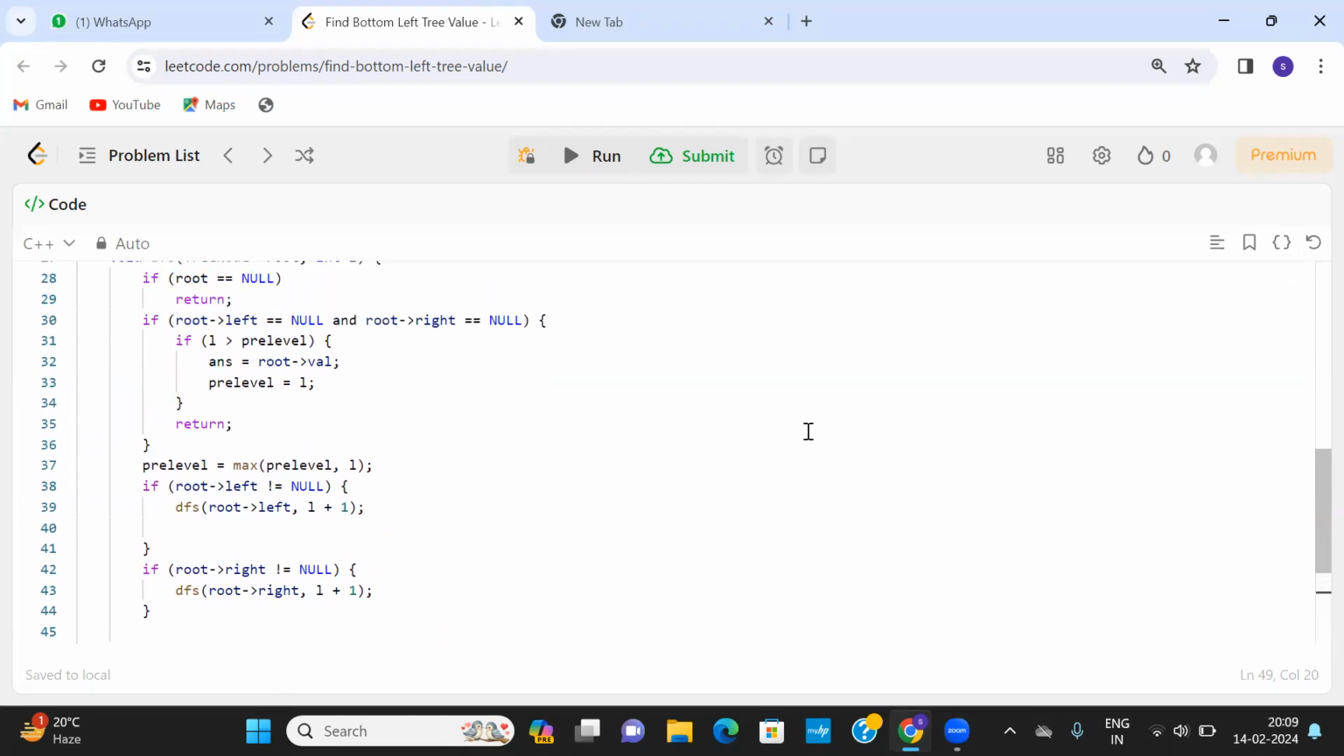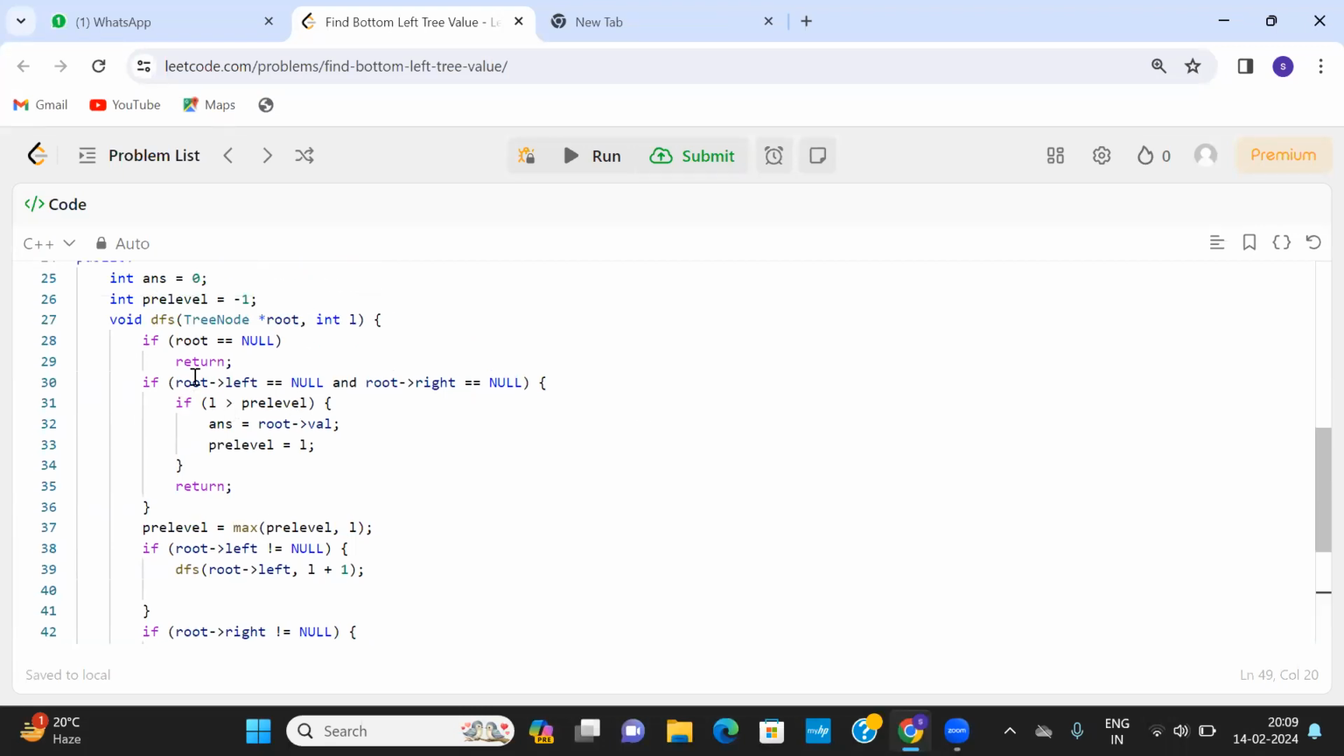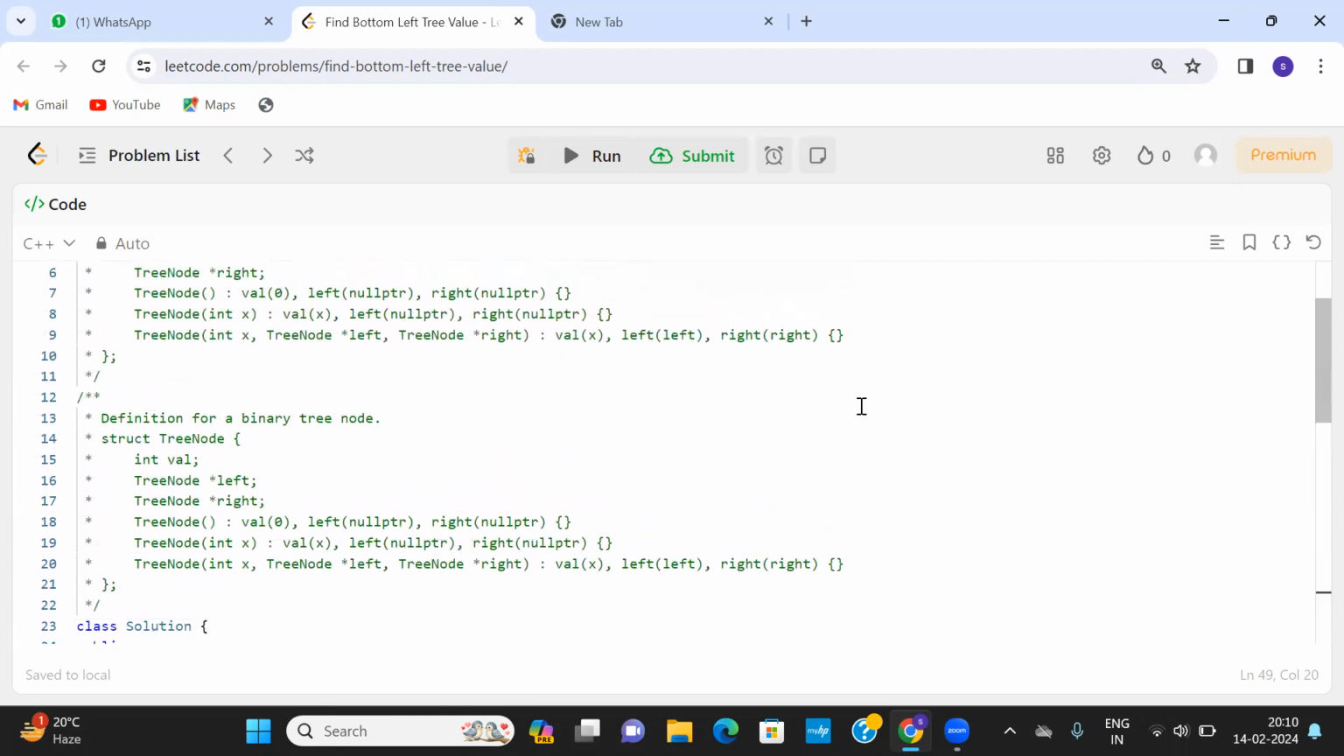I hope it is very much clear how we are making the calls. These are the recursive calls which we are making. The main logic is this only. This condition, if L is greater than preLevel, will help us to reach the last level of our tree. And in this answer, we can store the leftmost node of that level. I hope the question is very much clear. And it was a pretty simple question.